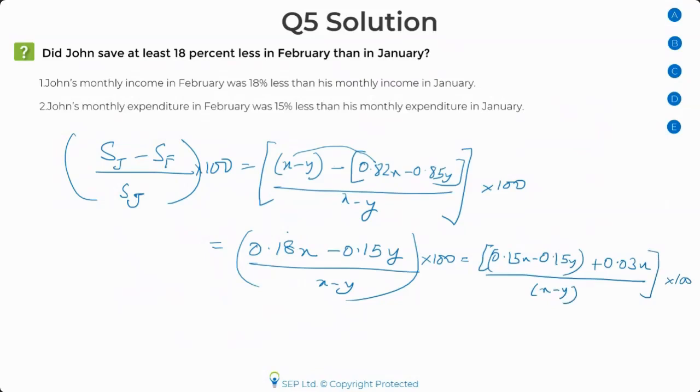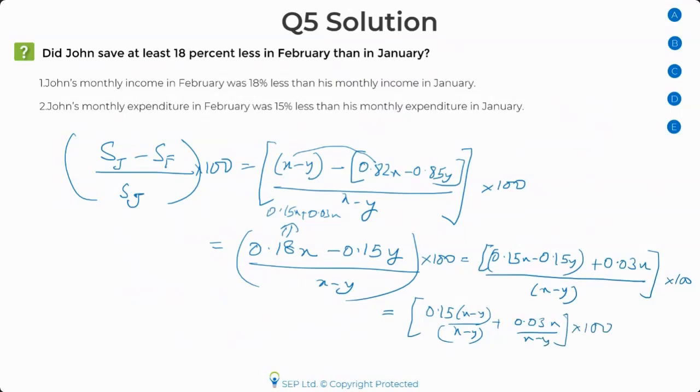Notice what I did was I split it into two parts. I split it like this, 0.03X again, 0.03X. The reason I did this is because if I split it now, notice I'll get here 0.15 times (X minus Y) by (X minus Y). And here I'll get 0.03X by (X minus Y) times 100.